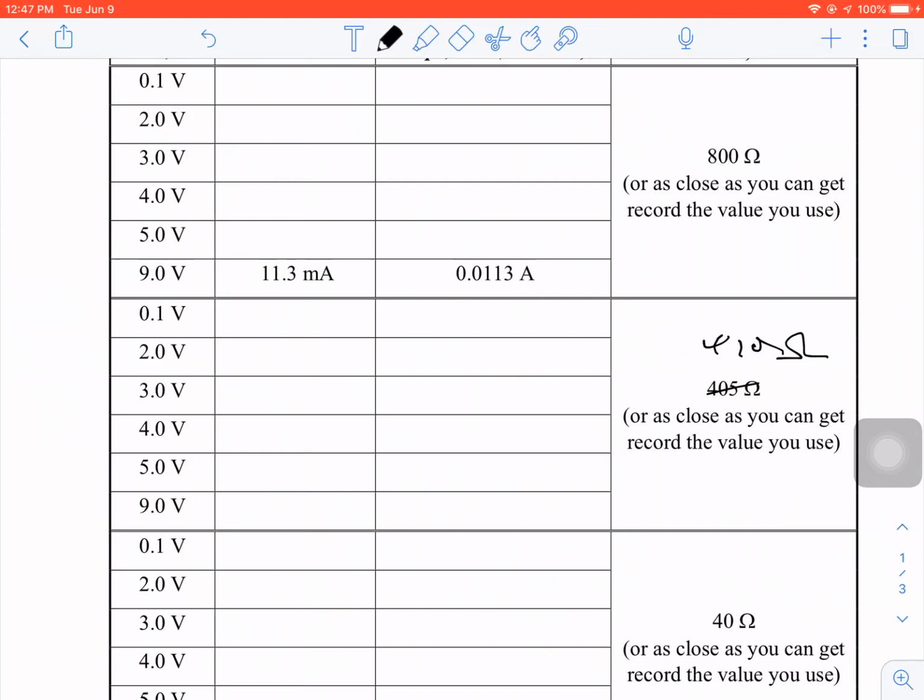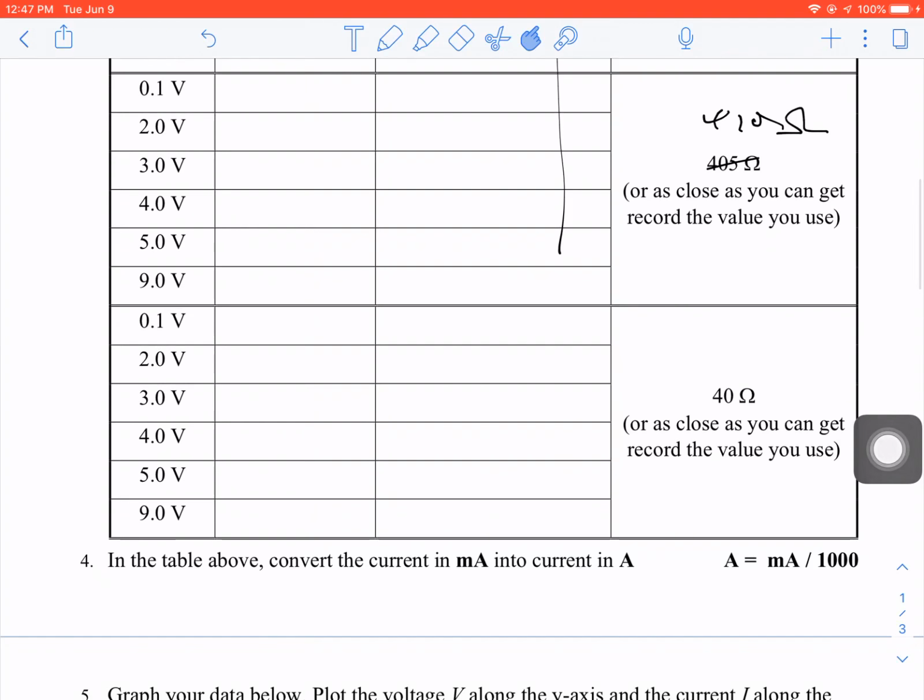Our symbol for resistance is ohms. That's this funny looking symbol here. It's named after George Ohm, a German physicist. So change it to 400, and again go from 0.1 up to 9 volts and record your currents, and then do the same thing. Drop the resistance all the way down to 40 ohms, or as close as you can get, and then change the voltage to those 9 different voltages. Record your milliamps, divide by 1,000 to get amps.